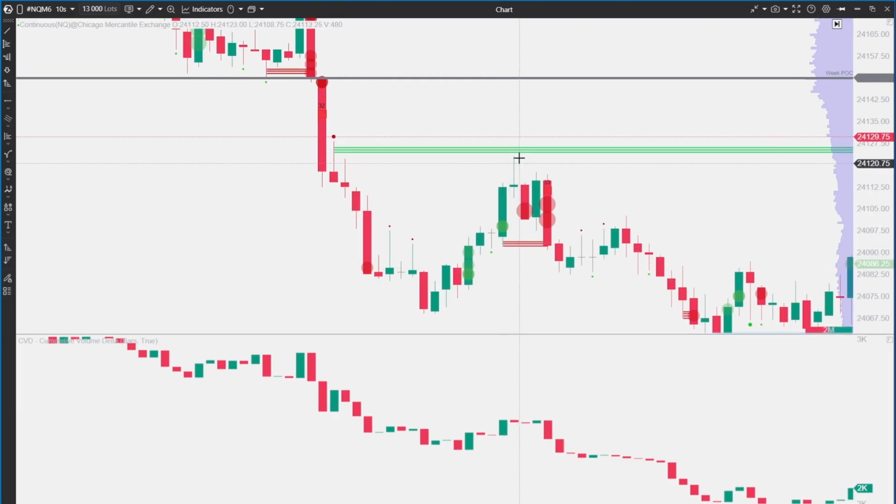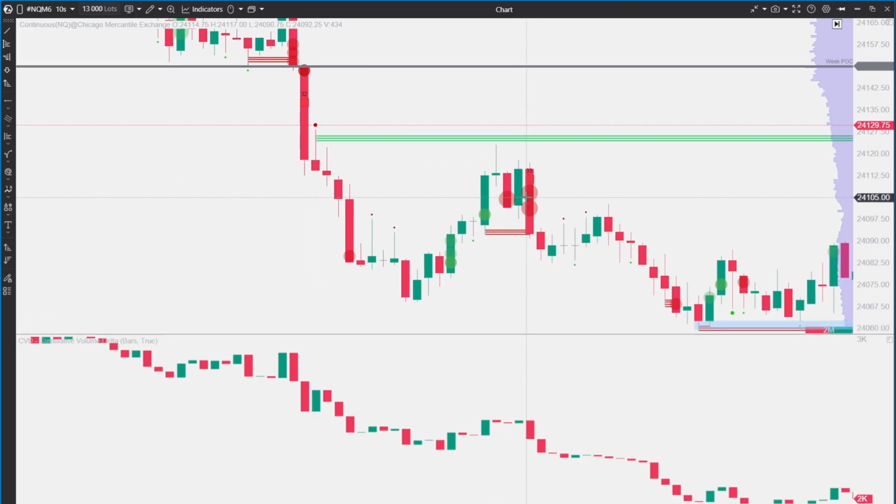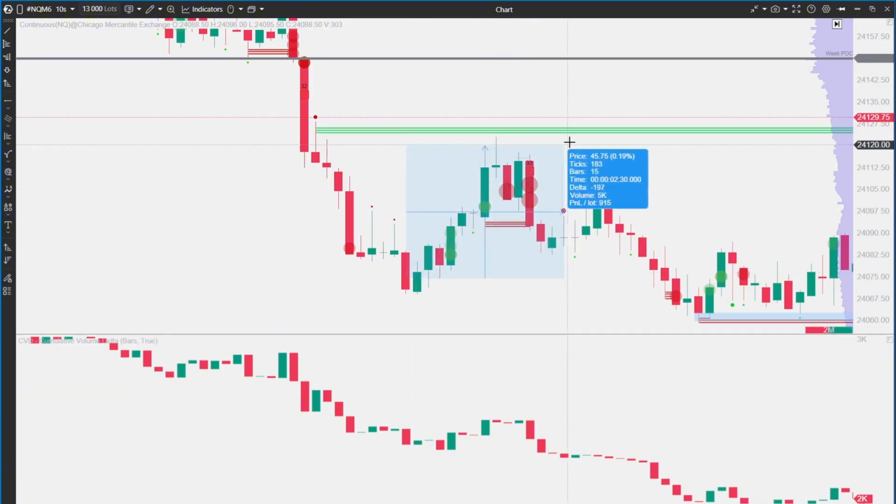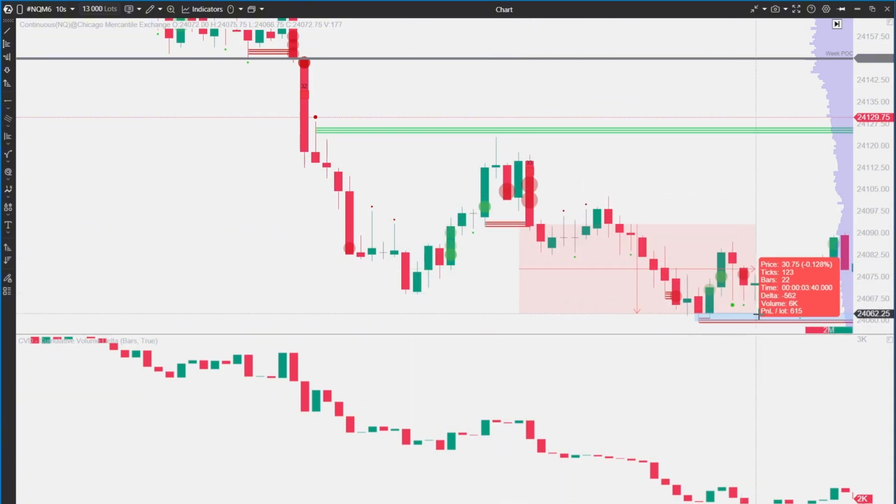So we didn't get any passive selling here. I would have liked to see that. Maybe with different scaling or a different time frame, there is some passive selling here. But look at all this aggressive selling right here. We pulled back, aggressive selling. This would have been a nice short as well.